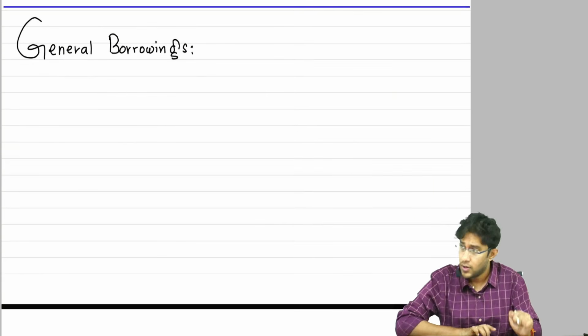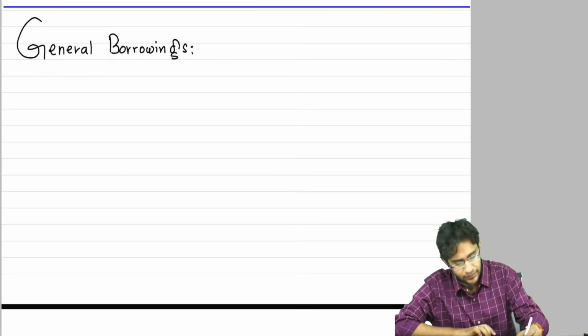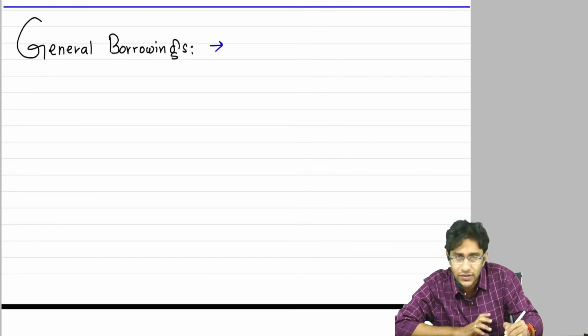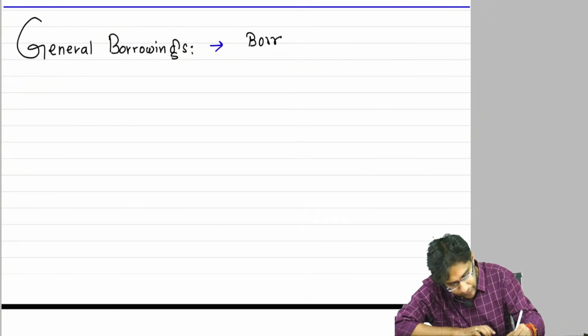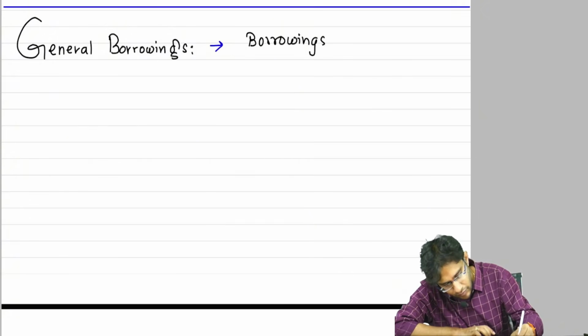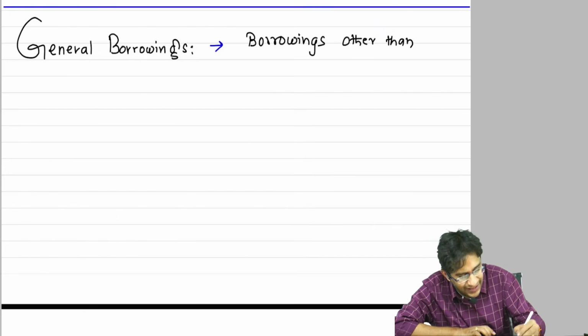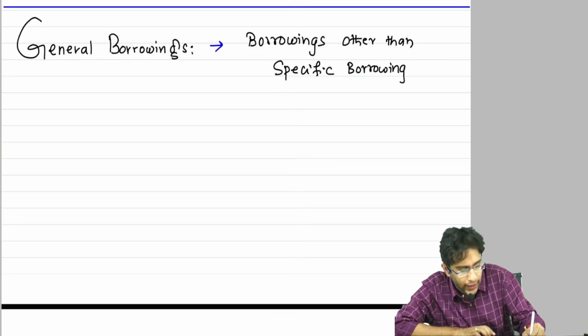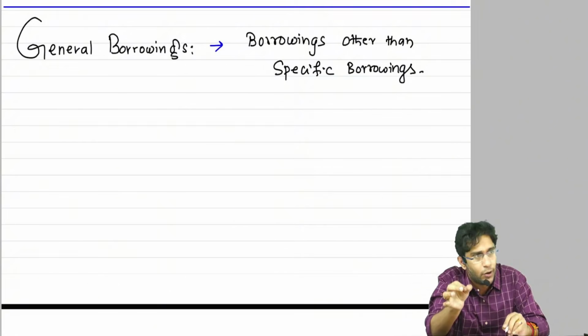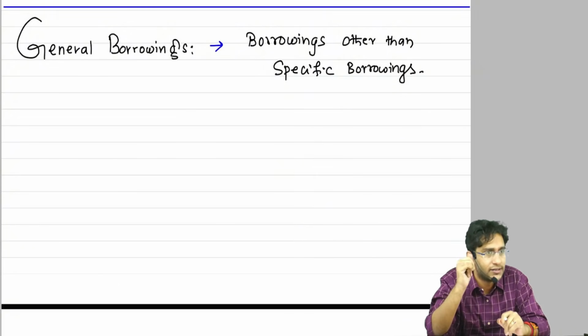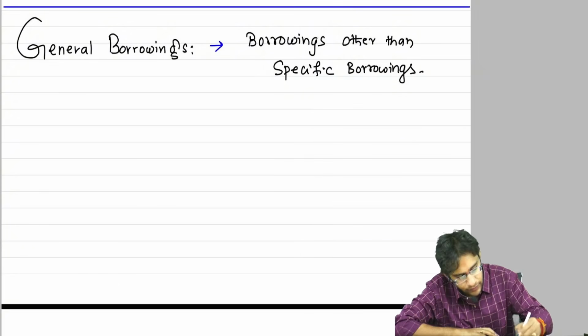General borrowings. It sounds funny, but the definition is like this. These are borrowings which are other than specific borrowings. In your balance sheet, whatever borrowing is there, if it is not a specific borrowing, it is automatically treated as a general borrowing.